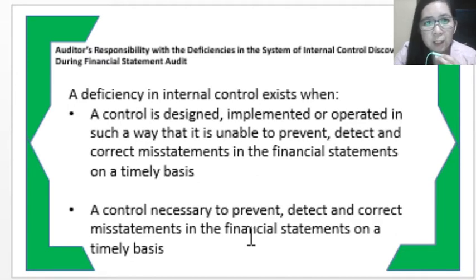A deficiency in internal control exists when, first, a control is designed, implemented, or operated in such a way that it is unable to prevent, detect, and correct any misstatement, meaning the internal control is not effective. Another is when a control necessary to prevent, detect, and correct any misstatements in the FS on a timely basis is missing. This is just the same as having a weak internal control as well.